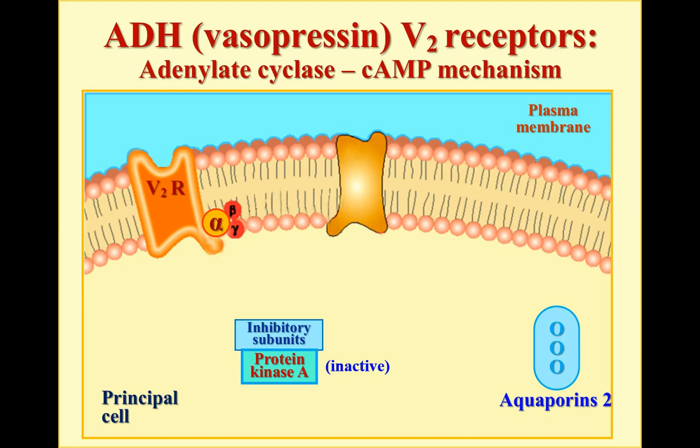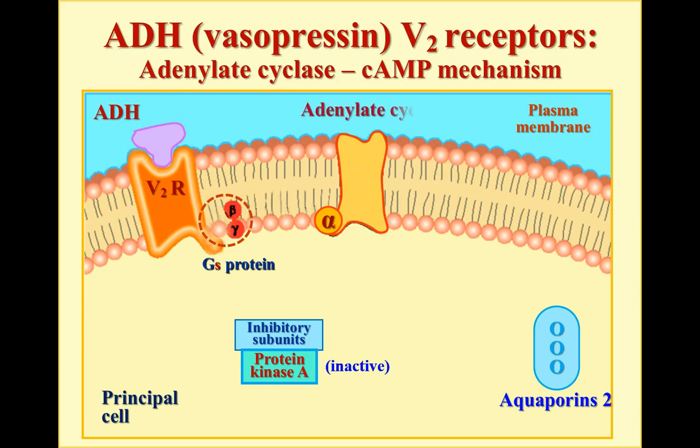V2 receptors are also 7-transmembrane receptors in the cells, which are coupled to G protein. In this case, it is Gs, a stimulating protein. So when an ADH molecule binds to the receptor, it results in activation of the Gs protein, which appears as dissociation of the alpha subunit and activation of adenylate cyclase by this subunit.